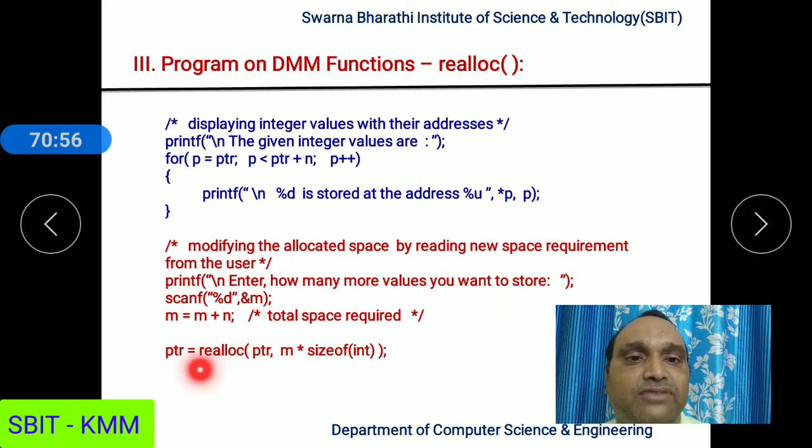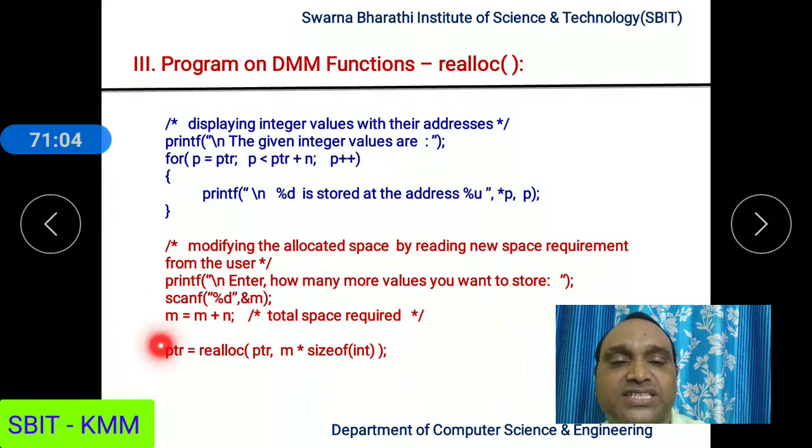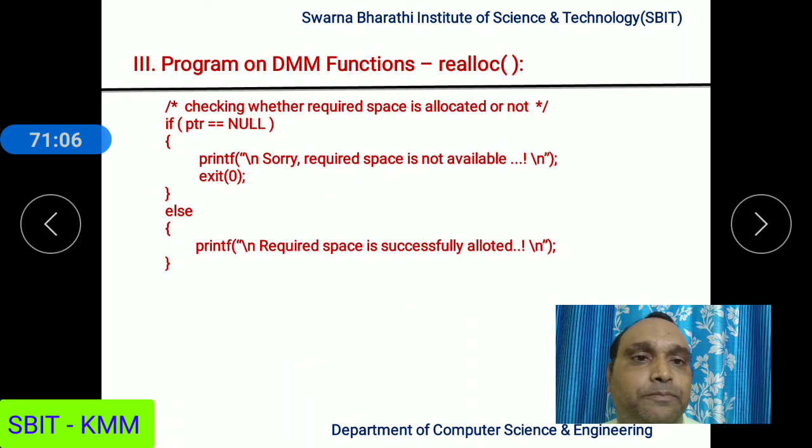Then the realloc function searches the heap area. If contiguous space for storing 8 elements is found, it will allocate the address of the first byte to the PTR pointer. See here. Then we first check whether the required space is allotted or not. If the PTR value is null, we know that it has not been allocated. It is not successful, so we are stopping the program. If it is successfully allocated, then the PTR value will not be null, so we are printing the message that the required space is successfully allocated.